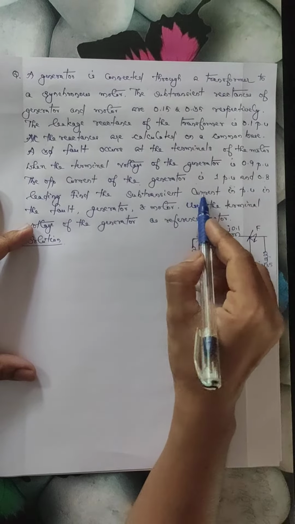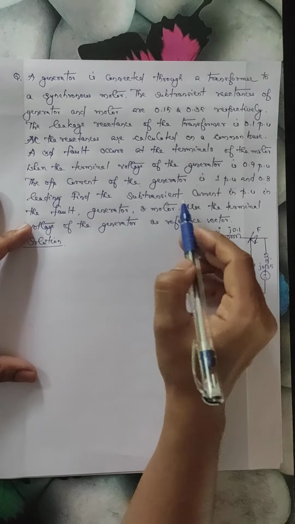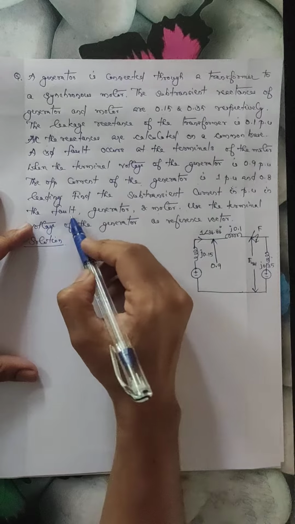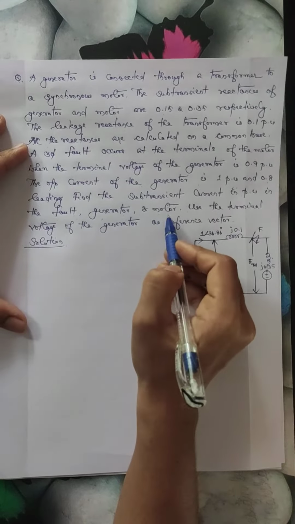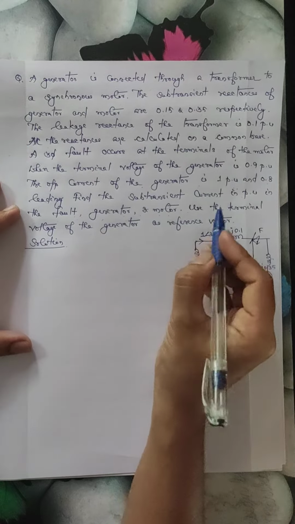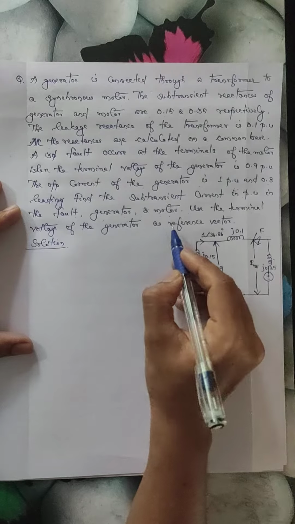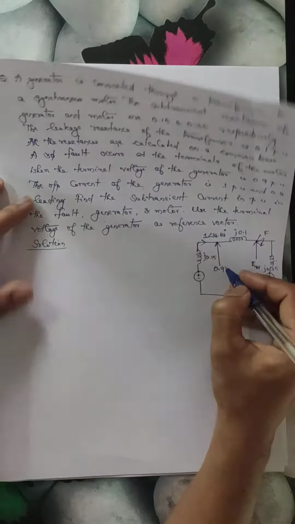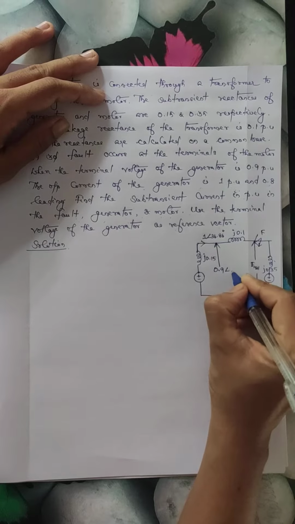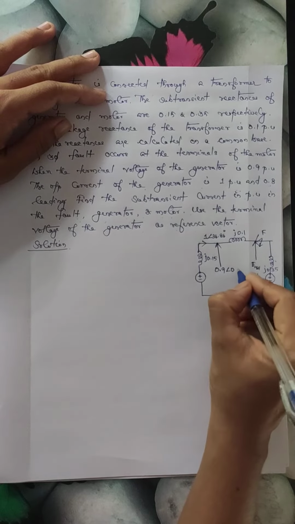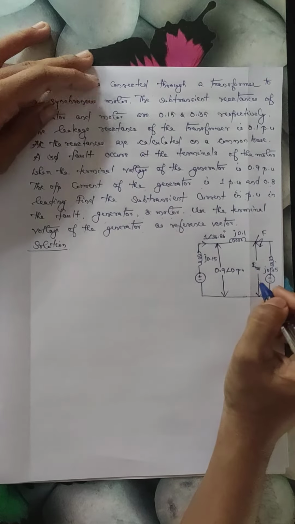Find the subtransient current in per unit in the fault, generator and motor. So we have to calculate the total fault current, the total current in the generator and the total current in the motor. And it is given that we can use the terminal voltage of the generator as the reference vector. So the terminal voltage of the generator is the reference. So we can mark it as 0.9 angle 0 per unit. Okay, so these are the various parameters given.